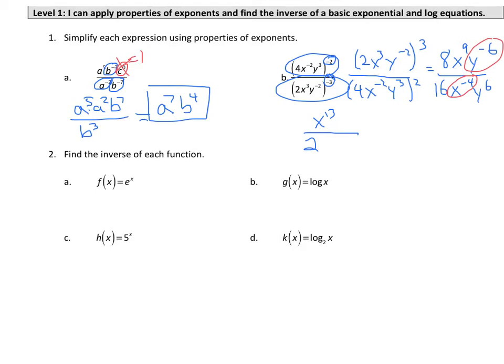And then for the y's, I have y to the 6th on the bottom, but the y to the negative 6 on the top is going to move down, and I'll have a total of 12 y's on the bottom. So we get y to the 12th on the bottom. And that's my final answer.